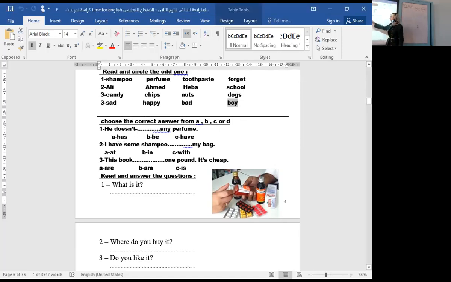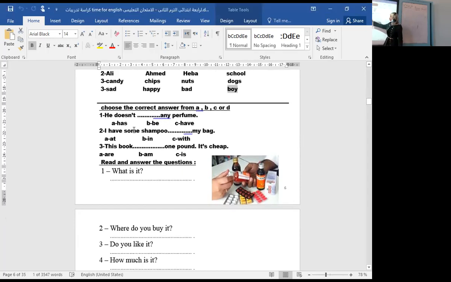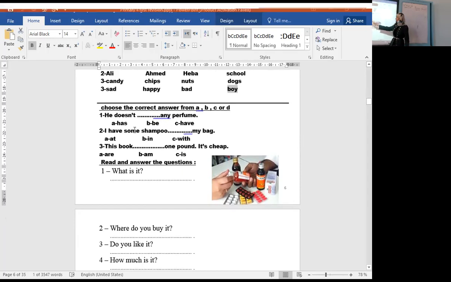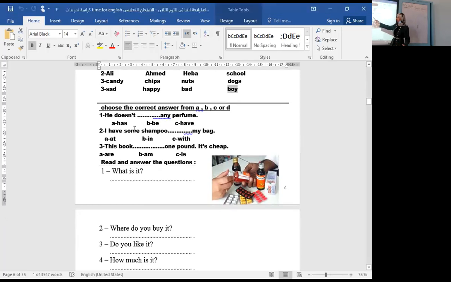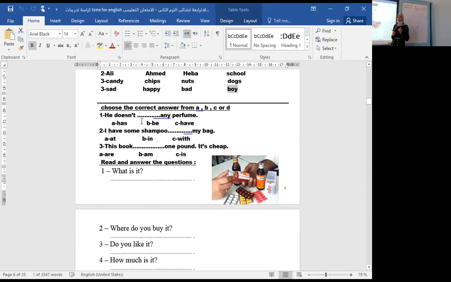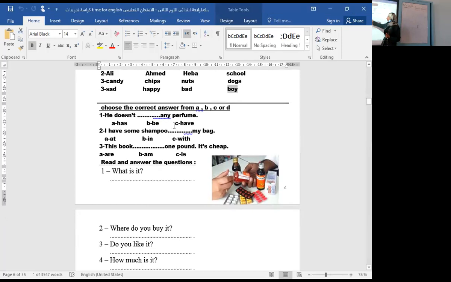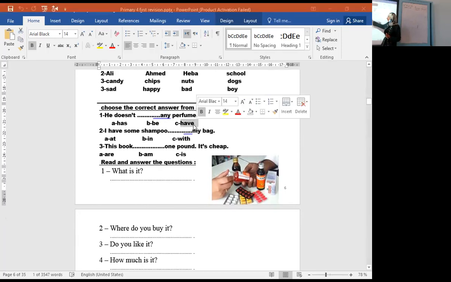He doesn't space any perfume. The sentence is in negative form, so we have to choose some or any. Or we have, sorry, here we do not have some or any. We have has, be, have. I said when we have not in the sentence, so we have to choose only. We do not have has in negative form. We only have verb to have. So the correct answer is have. He doesn't have any perfume.